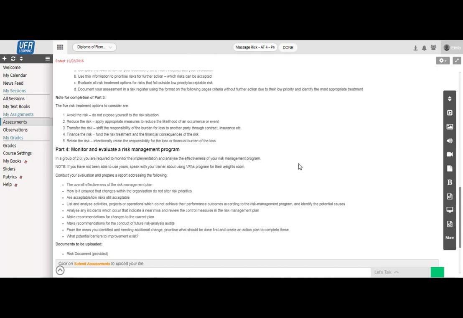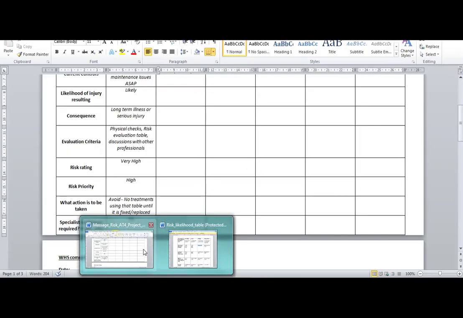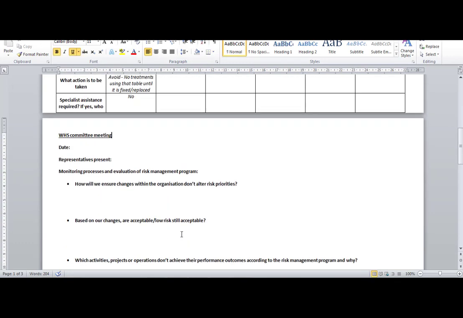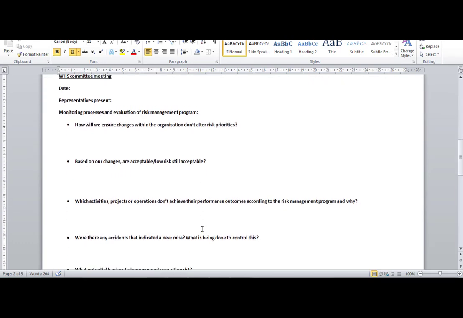From the areas you've identified and needing additional change, prioritise what should be done first and then start to create an action plan to complete these. And then also think about what potential barriers to improvement are going to exist. So if we go back to our document that we were writing our risks in, we've then got space to be able to discuss this. So within your group, you're going to form that WHS committee, put in the date and put in the names of the people that are in your group, and then just go through and answer each of those dot points.